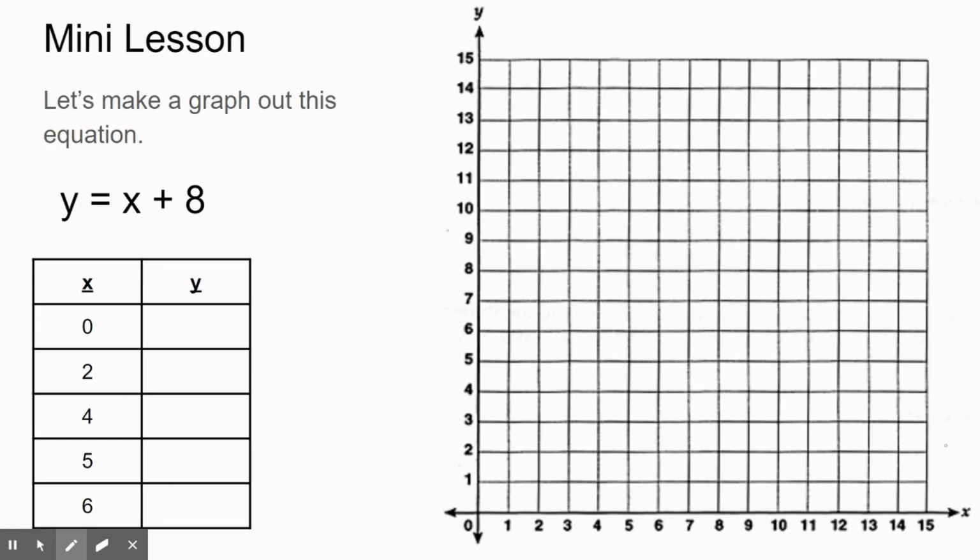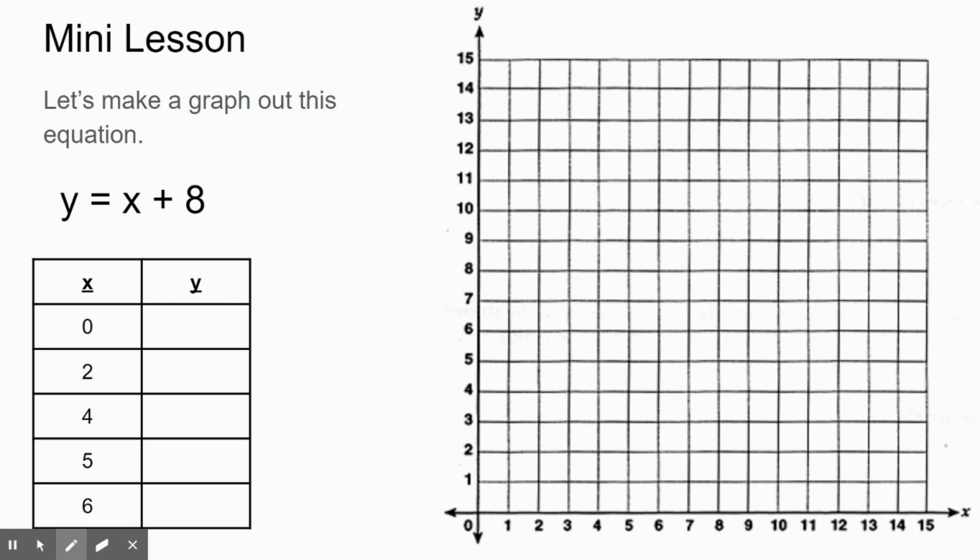So, for our first example, our mini lesson, make sure you're copying this down. You don't need to make an exact copy of this coordinate plane, but at least sketch it out so you have it. We're going to make a graph out of this equation. The tricky thing is that to do that so far, you're going to need to make a table first.